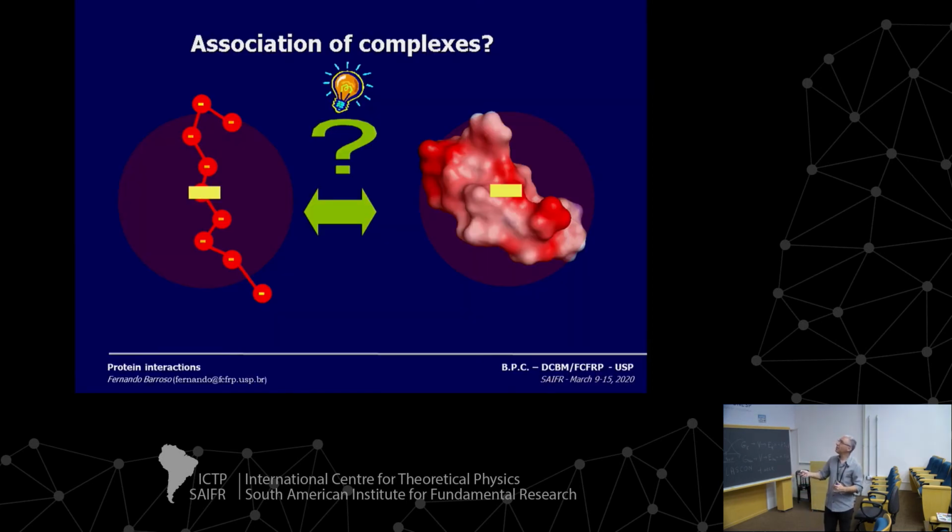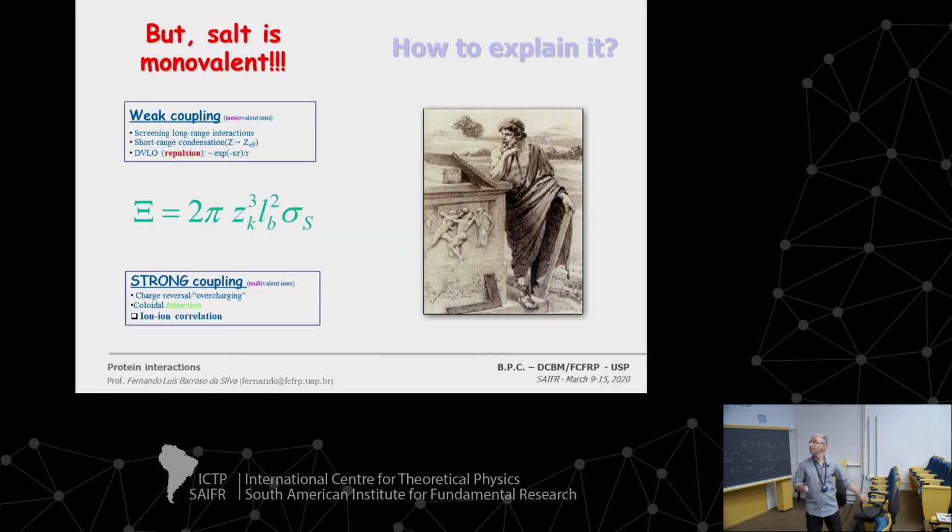So how can we explain such things? How can we explain that a negative molecule can bind to a negative molecule in conditions where we cannot use ion-ion correlation? So we are not here, we are here, and this does not work any longer.